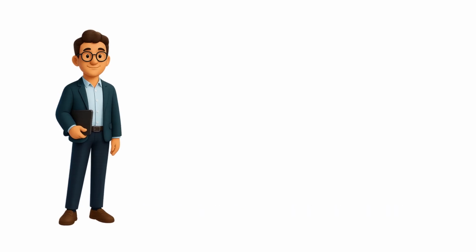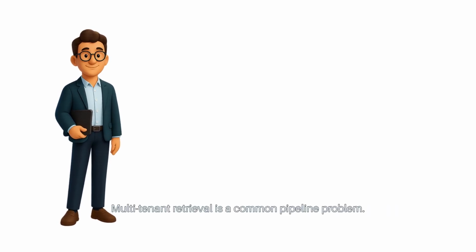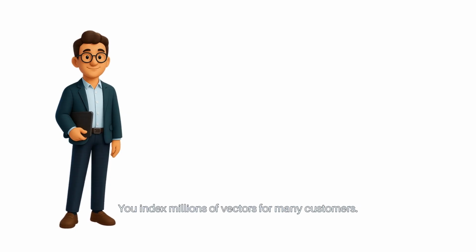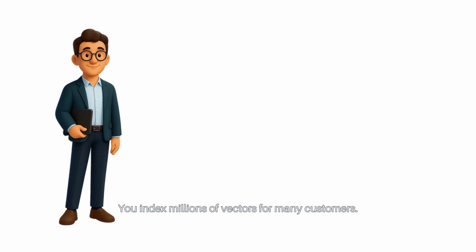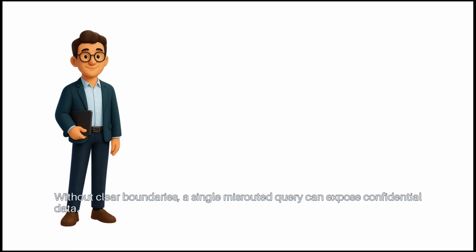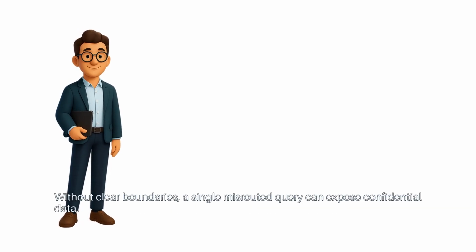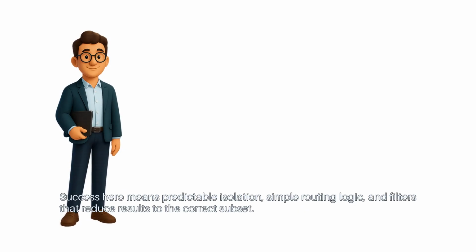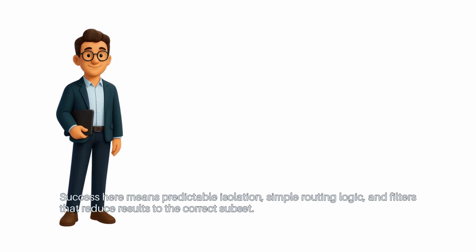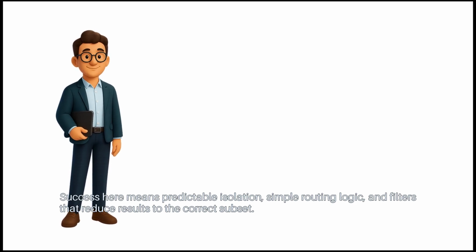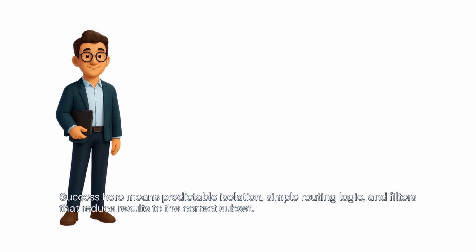Multi-tenant retrieval is a common pipeline problem. You index millions of vectors for many customers. Without clear boundaries, a single misrouted query can expose confidential data. Success here means predictable isolation, simple routing logic, and filters that reduce results to the correct subset.